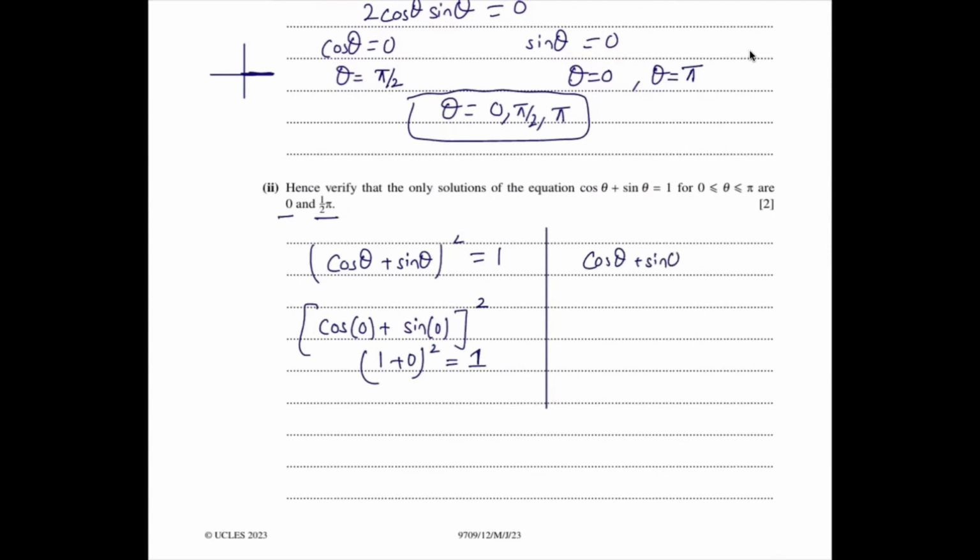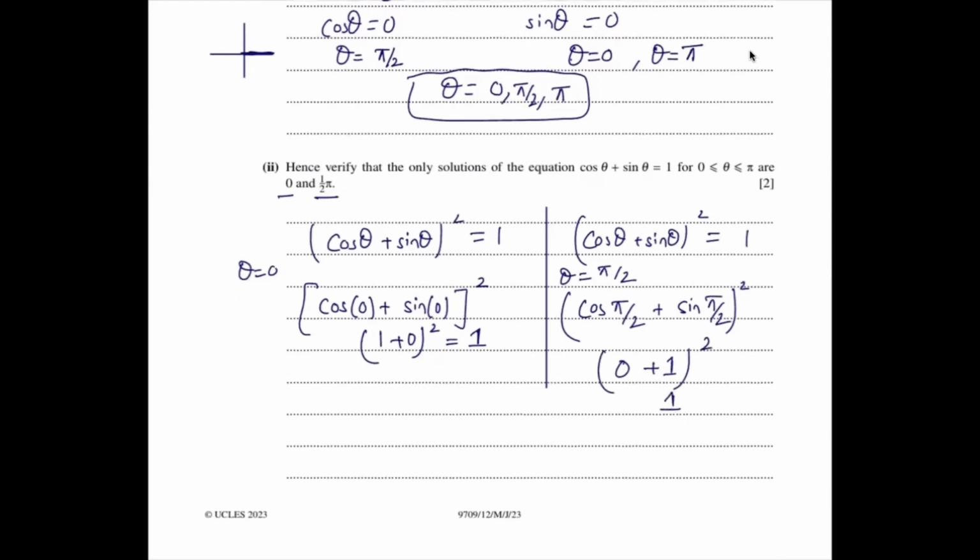And when you take theta as pi by 2, then cos of pi by 2 plus sine of pi by 2, the whole thing square. Cosine of pi by 2 is 0. Sine of pi by 2 is 1. So when you square it, you get 1. However, if you would have taken theta value to be pi, this value will not satisfy the equation. Let's verify this. So cosine of pi plus sine of pi, the whole thing square. Cosine of pi is -1.